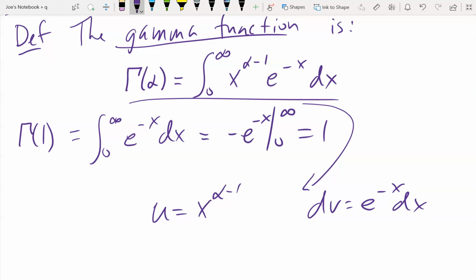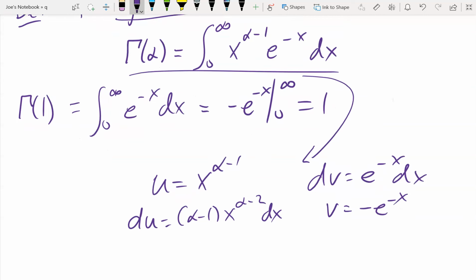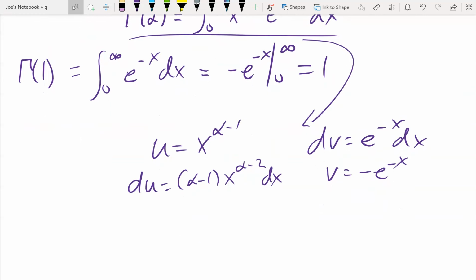Right? What would du be then? Alpha minus 1. We're differentiating x to the alpha minus 2, right? Just power rule, right? Antiderivative of e to the minus x, you just told me about 30 seconds ago. Yeah, good. So now if we apply our integration by parts formula, what is this going to equal?